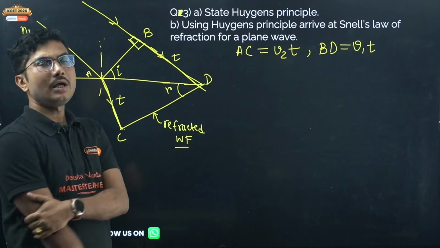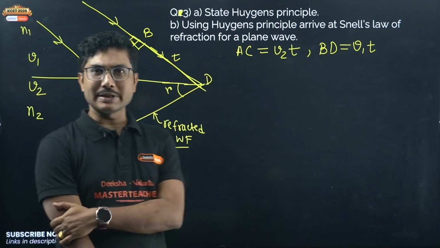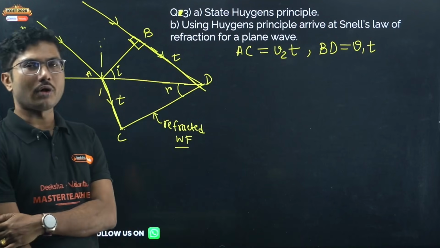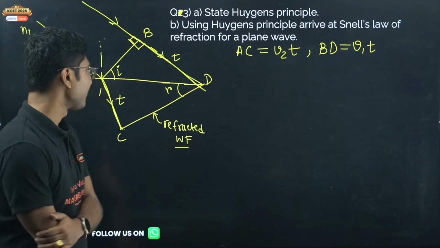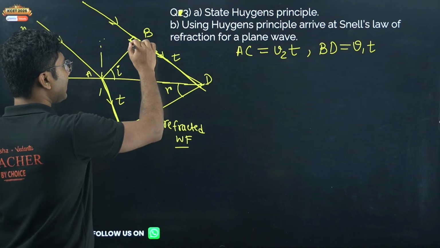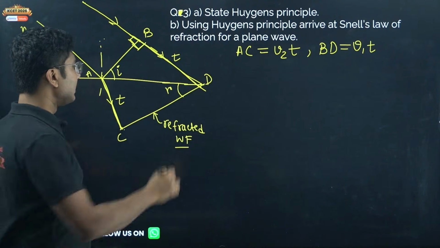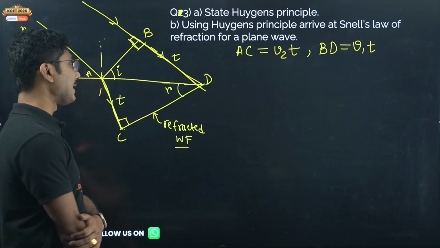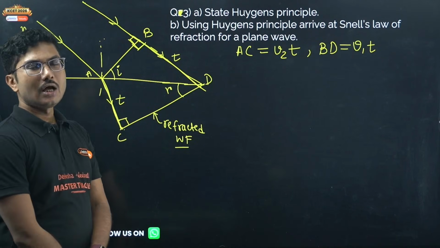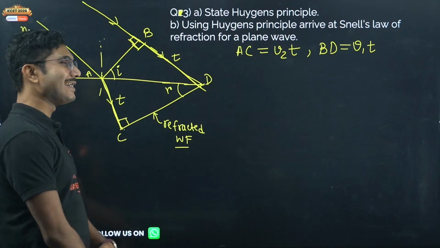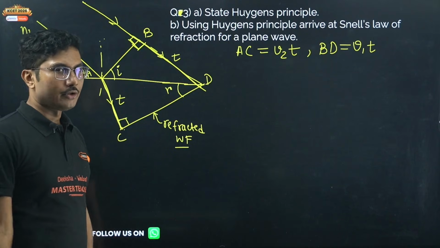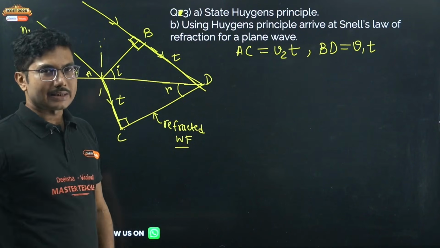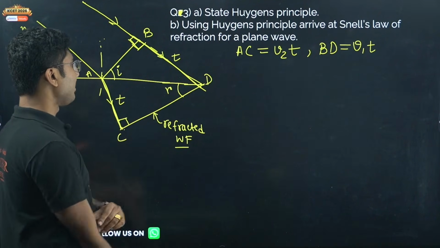For refraction, we know Snell's law is sin I by sin R, so we have to find sin I and sin R. This is a right angle triangle, and this is also a right angle triangle. We will simply use this fact to find sin I and sin R, then we will divide them. We know Snell's law, right? So that's how we will do some mathematics.